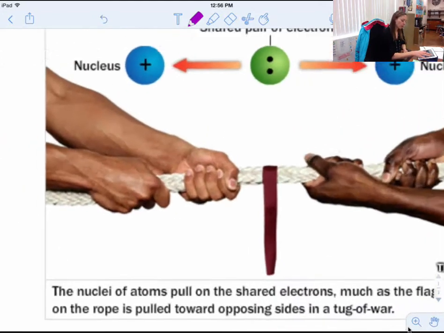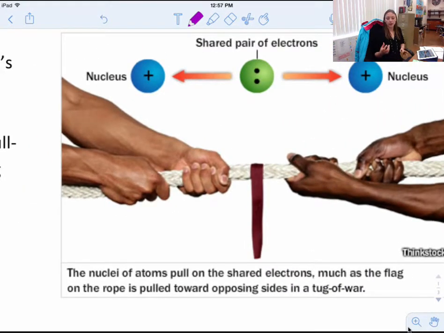And we're going to kind of refer back to this picture here a little bit later. But you're really looking at the two nuclei. Okay, so this would be like my bond here that they're sharing the electrons. And one might pull a little bit better than another atom.